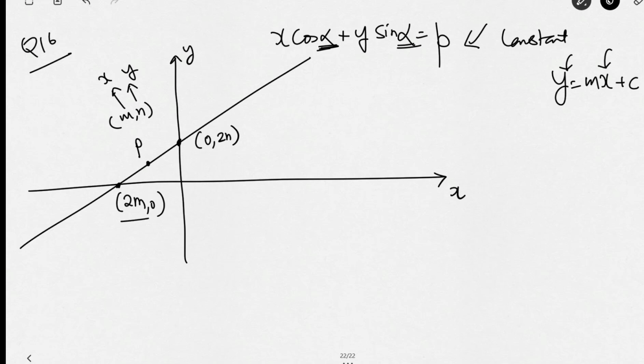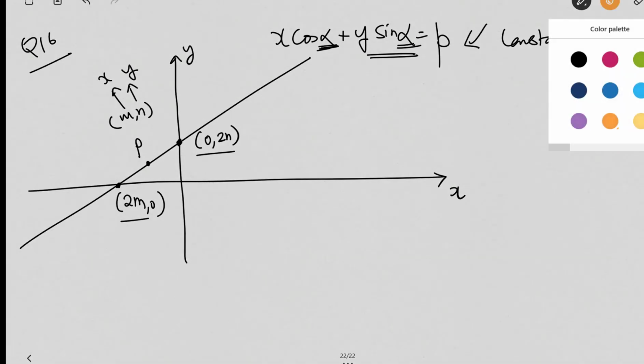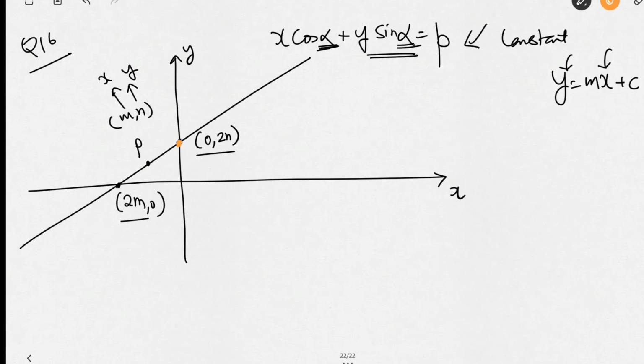So these points are given, and the equation of the line is also given, so we can put these values because these 2 points are lying on the line itself, right? So when x is 0, y is 2n, so 2n sin alpha is p, right? And when x is 2m, y is 0, so 2m cos alpha is also p.